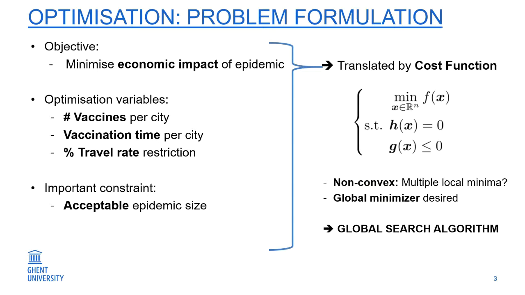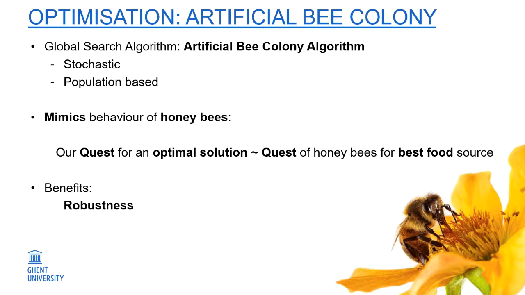The cost function is considered to be non-convex, meaning that there are multiple local minima. We are, however, interested in finding a global optimum, and as such we need to turn to a global search algorithm. We have chosen the artificial bee colony algorithm to perform the optimization. This population-based stochastic search algorithm mimics the behavior of honeybees in their quest for food sources. The algorithm will try to find the optimal solution by adopting the swarm intelligence that is observed in honeybees.